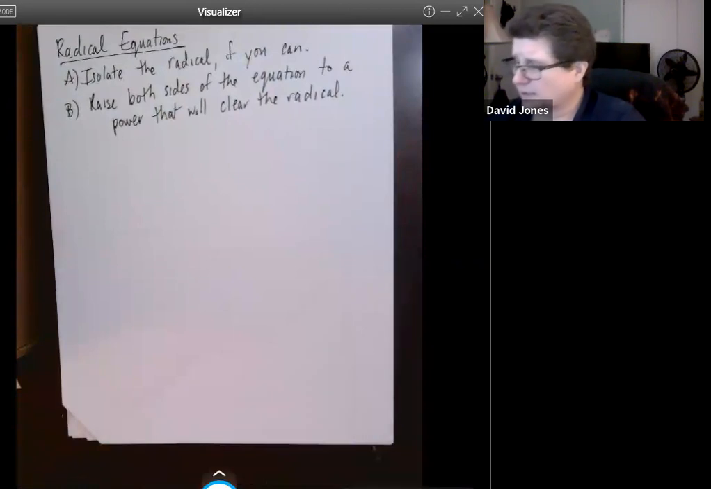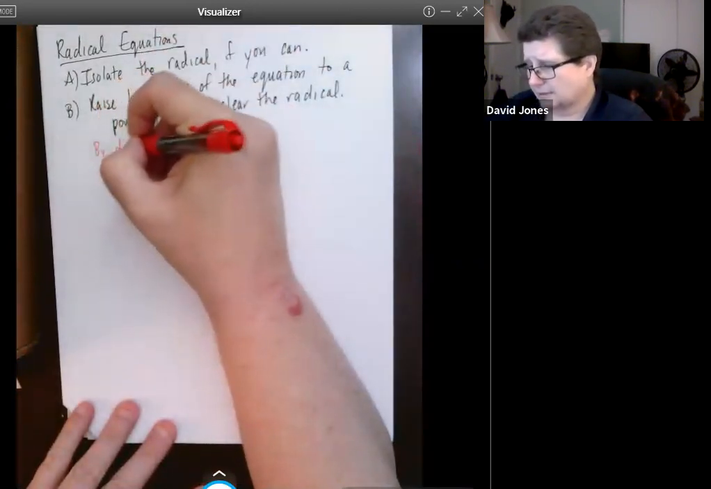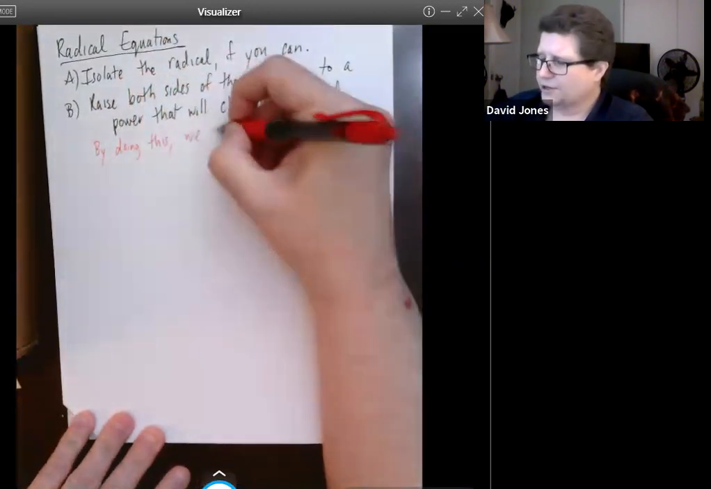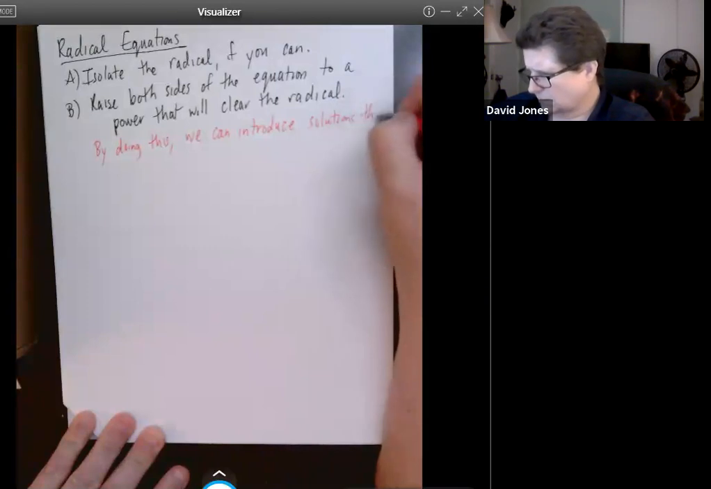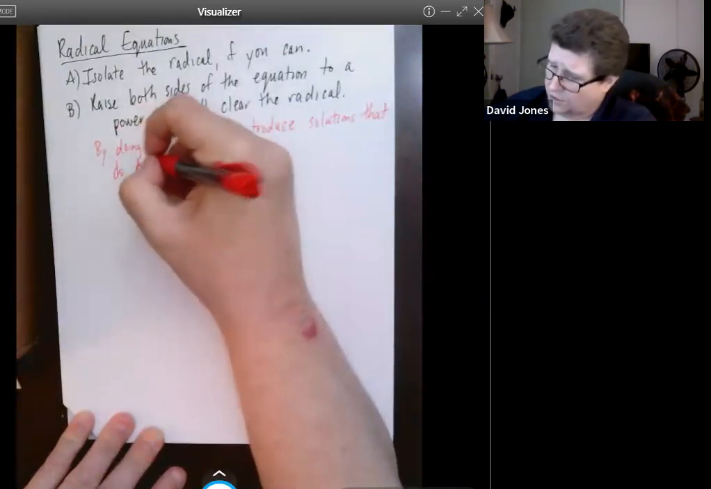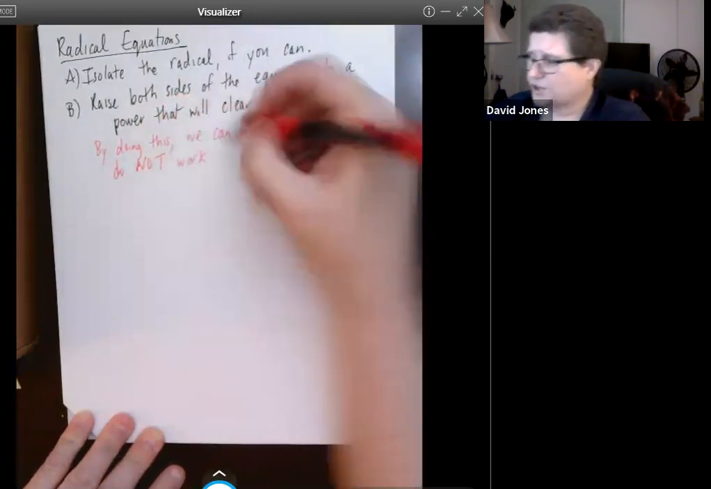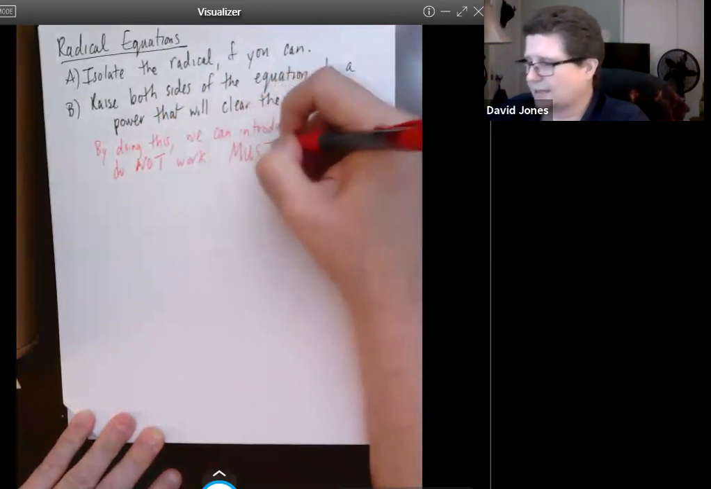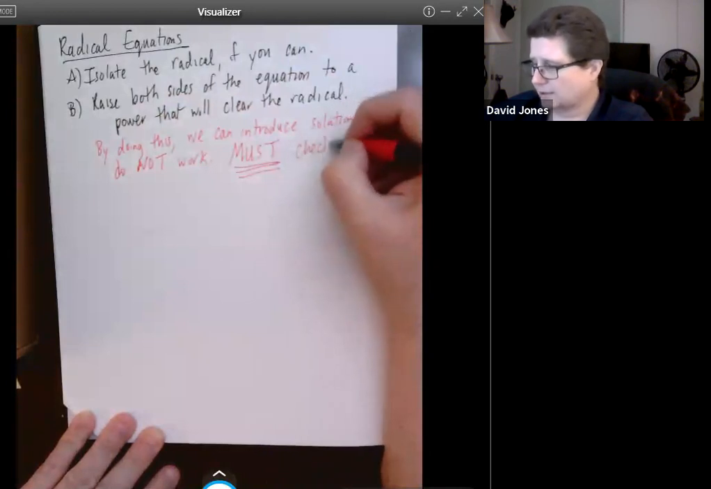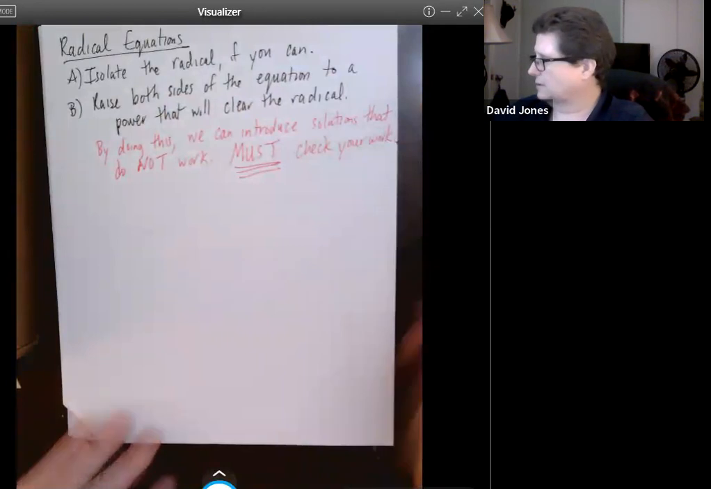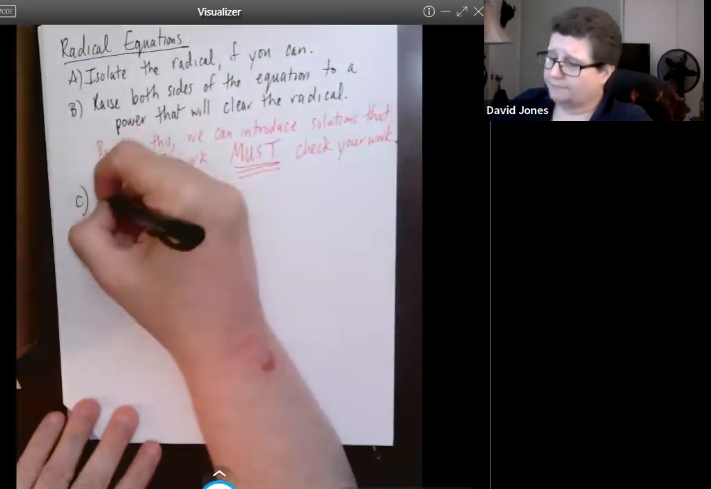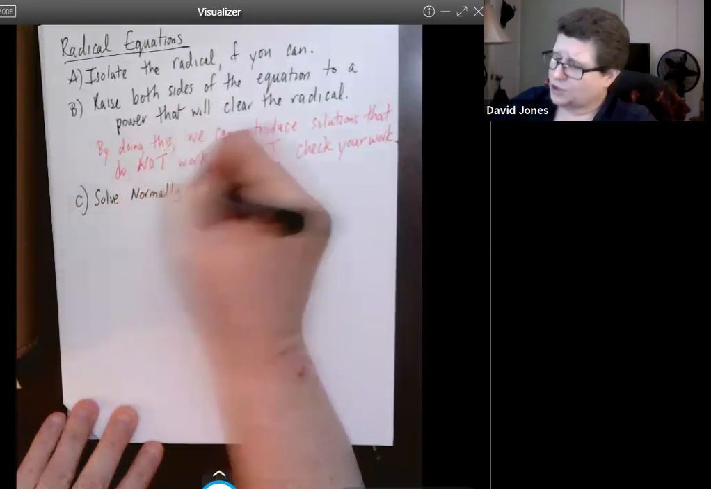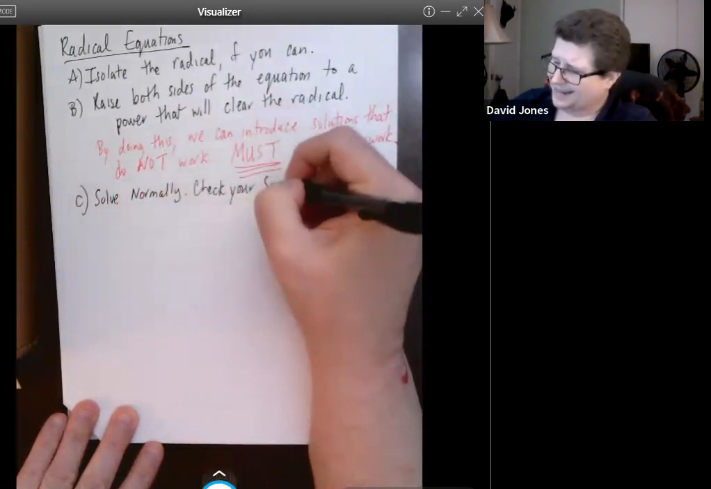It's important to note, by doing this, we can introduce solutions that do not work in the original equation. So when you do radical equations, you must check your work. Okay? And once you've cleared the radical, solve normally, check your solutions. And in this case, it is not optional.